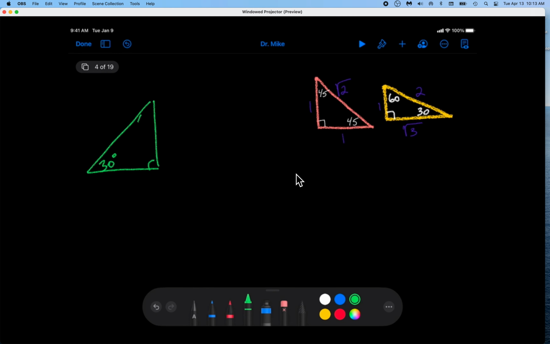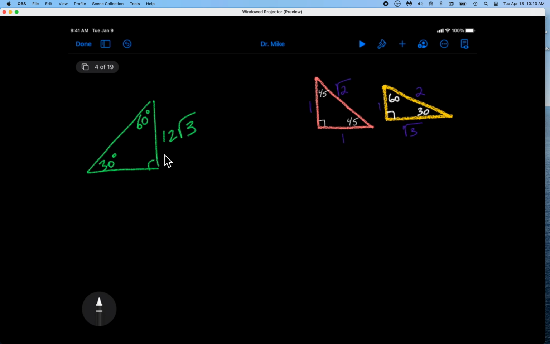And I encourage you to pause the video after I write down the problem and try these on your own. That's the best way to learn. So what do we have here? We have a 30, 60, 90 degree triangle. The side opposite the 30 degree we have. Whenever you're dealing with the 60 degree angle on the side opposite, the conversion factor is going to be square root of 3. We already have this value.